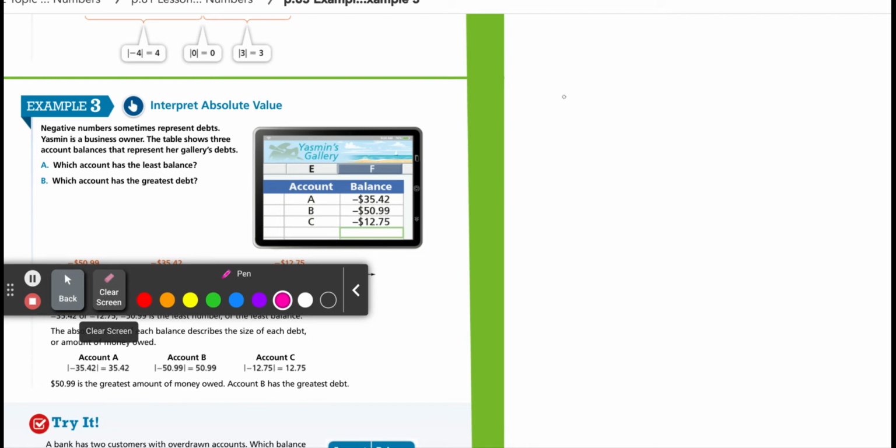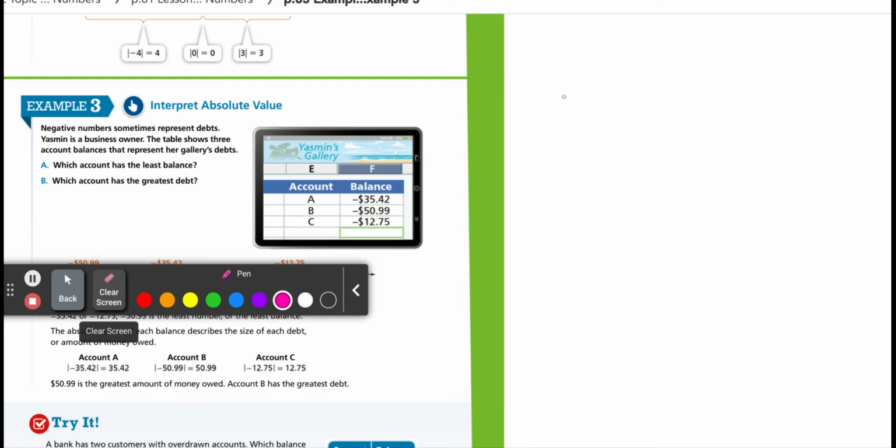Part A says which account has the least balance. Well, the least balance is going to be like the least amount of money. So if you owe a lot of money, if you're in a lot of debt, that's going to be having the least balance. And part B, which account has the greatest debt? So let's look at these accounts here.